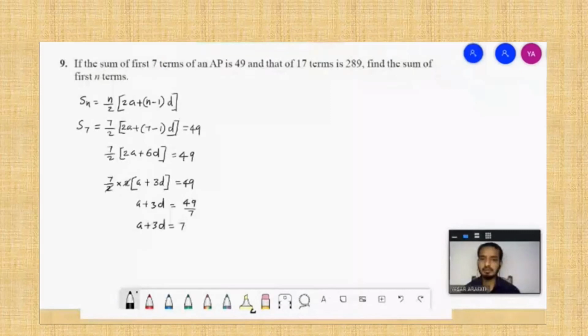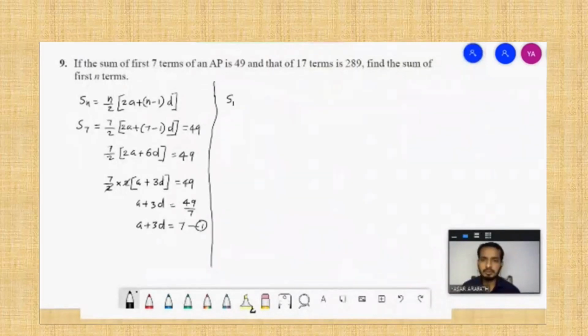So we get one equation. We name it equation number 1. From the second sum, it is given that the sum of 17 terms is 289. We can make another equation, right? Can you try now? You do S17. The second sum is given as 289. You can do similar steps and you will reach an equation having a and d.